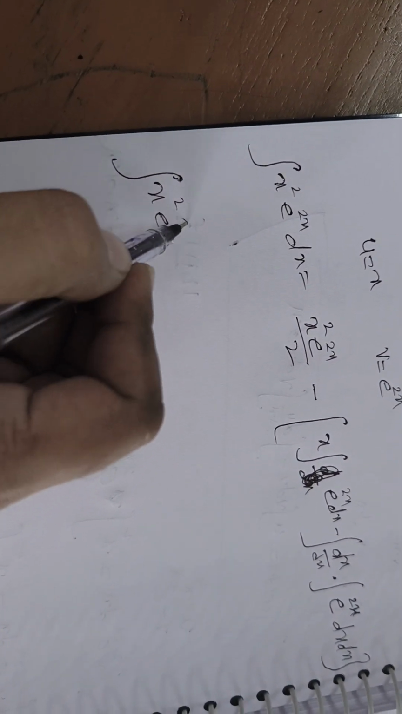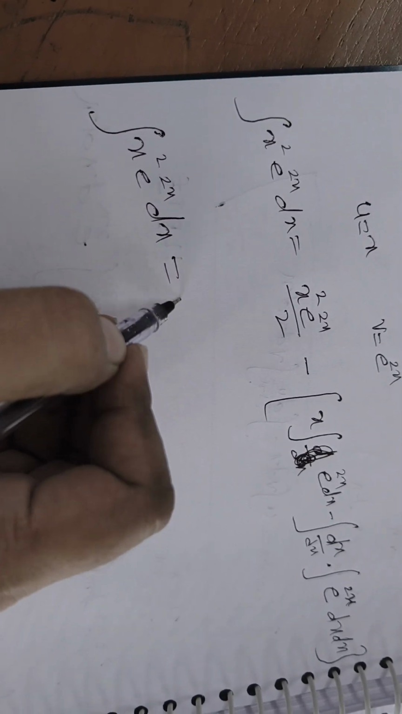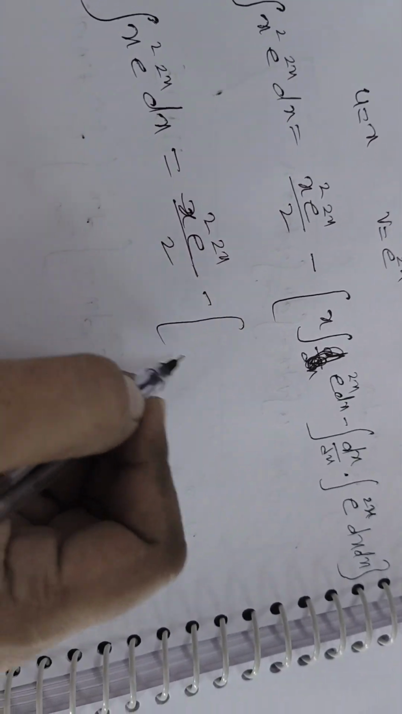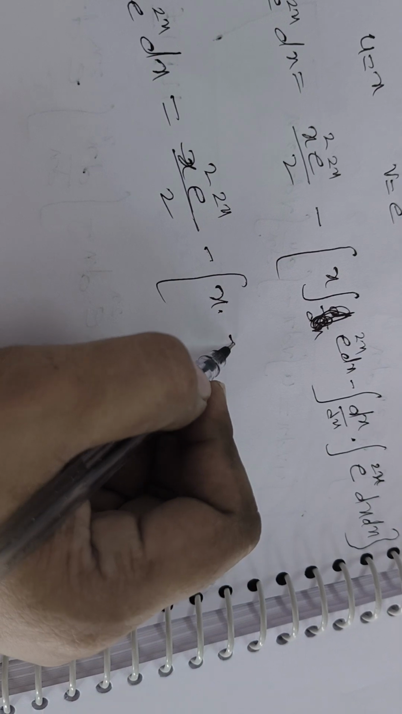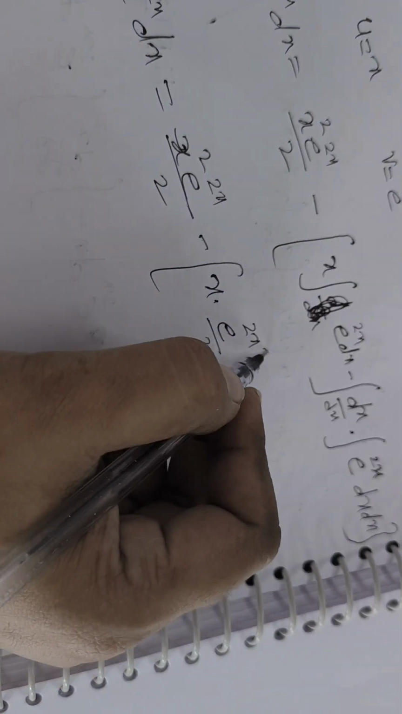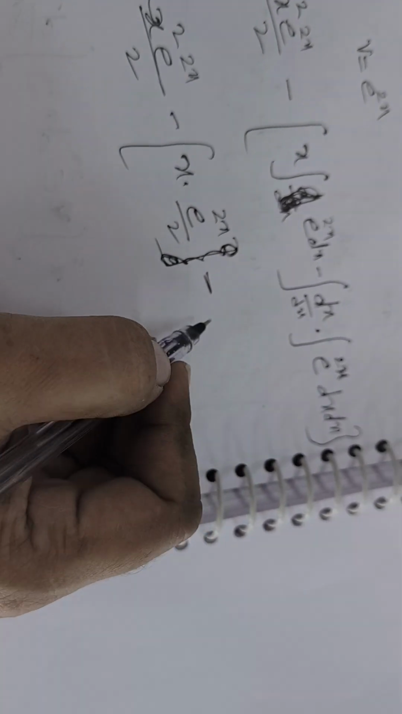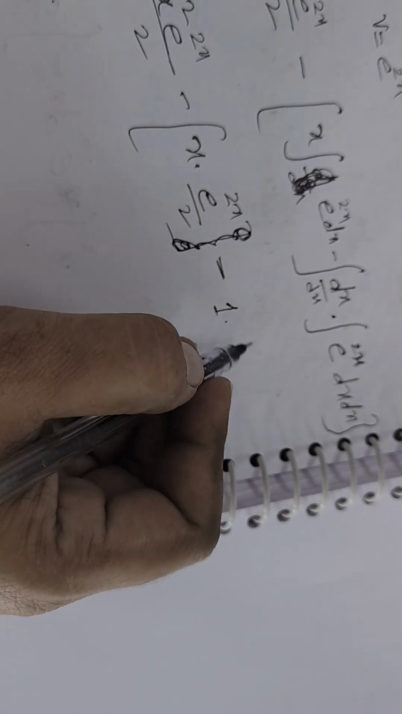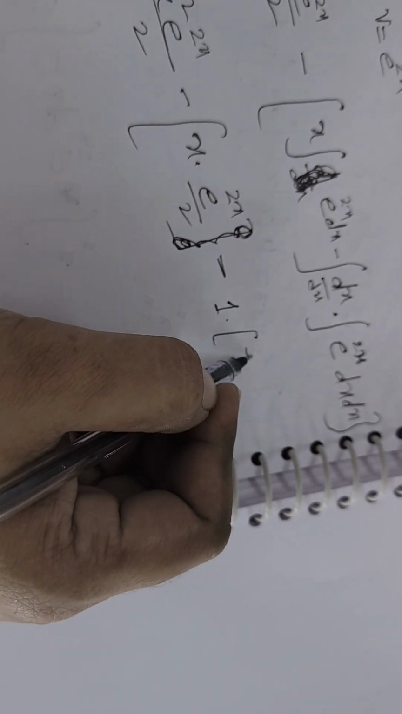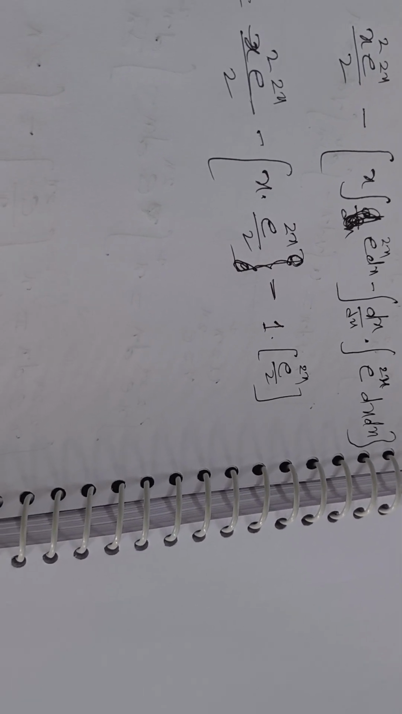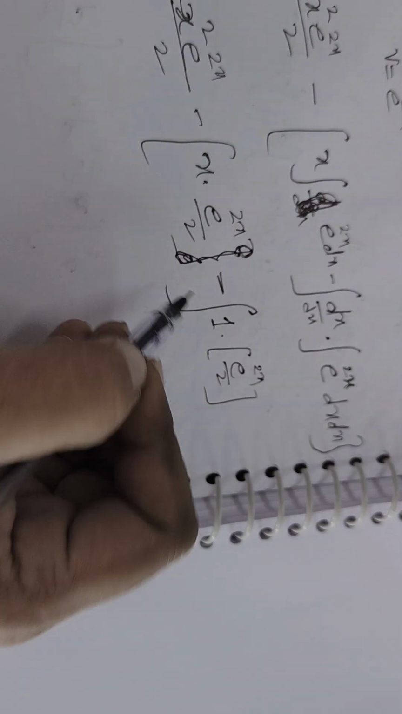Now x square e to the power of 2x dx is equal to x square e to the power of 2x by 2, minus x times the integration of this term, which we have just written as e to the power of 2x by 2, minus the derivative of x, which is 1, minus the integration of this power term, e to the power of 2x by 2, into 1 dx.